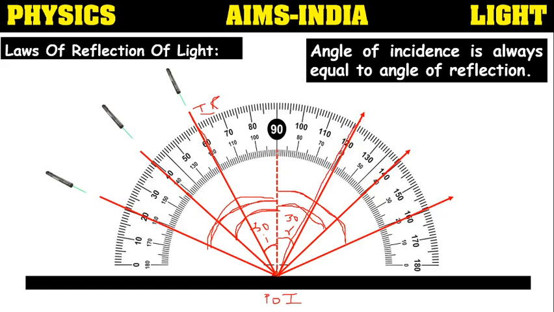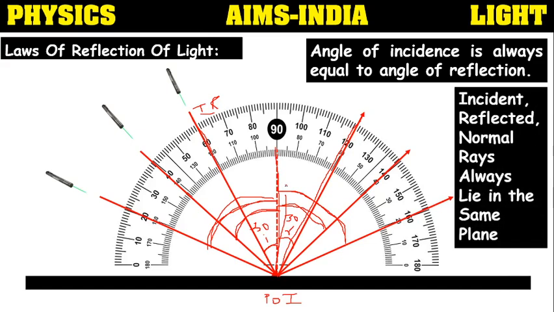If you draw the normal at the point of incidence, that normal also lies on the same plane of the paper. So by this we can conclude that the incident ray, the reflected ray and the normal, all three, always lie in the same plane. In this example, the plane we have considered is the paper. All three of them lie on the plane of the paper. They won't deviate from the same plane. So these two are the laws of reflection of light. Whenever we are studying about light, we have to keep these two laws in mind.